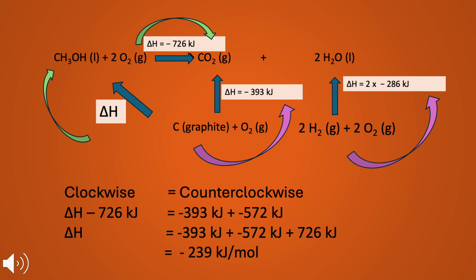Key takeaways: enthalpy is path independent. Use Hess's law by reversing, scaling, and adding known reactions. Verify with cancellation, then sum ΔH values.